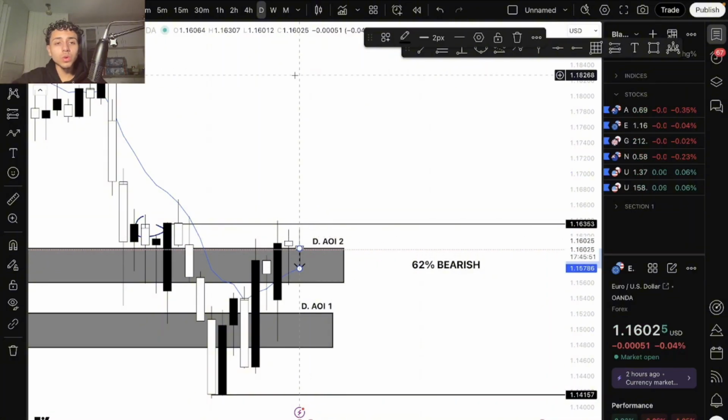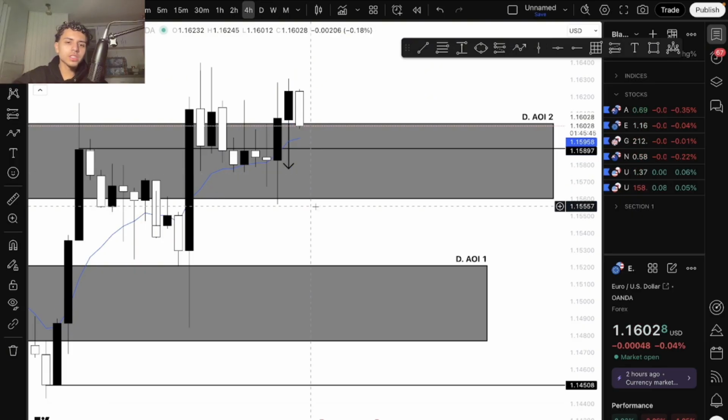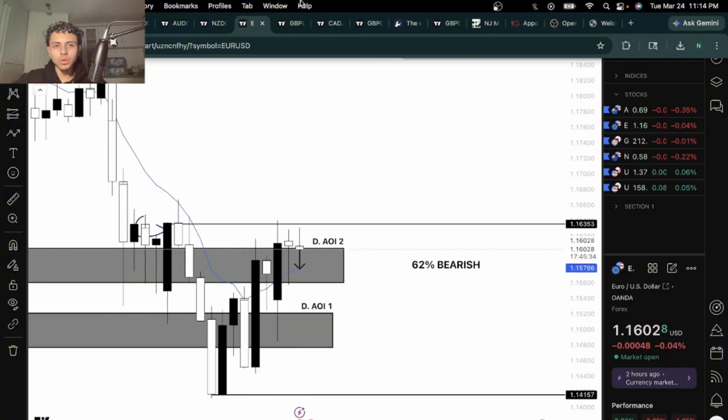Once that happens, I will want to see the confirmation candle coming a little bit out of this area of interest, and then I will see it retesting this area of interest and then respecting this area of interest for me to be able to get in. If I don't see that happening, I won't be getting in the market. So we still gotta wait on this one.